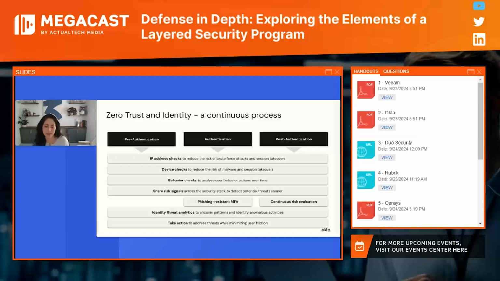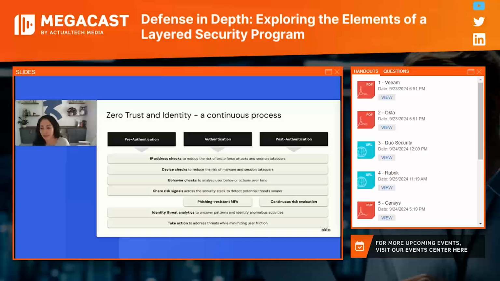And this evaluation happens in the context of that active user session. So here at Okta, we're calling this continued risk evaluation, where we're merging identity signals with external threat data and employing machine learning to more accurately assess risk. And in the context of identity, analytics can help find and mitigate threats more quickly.